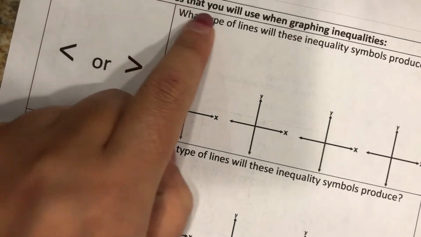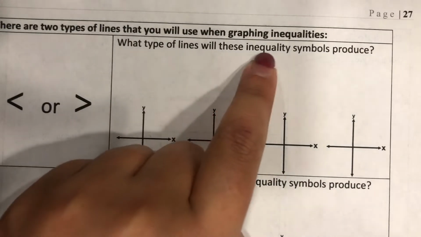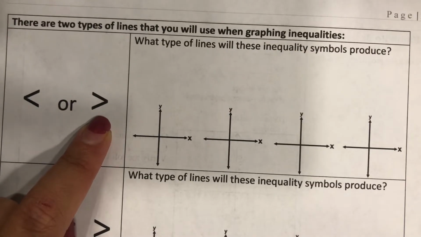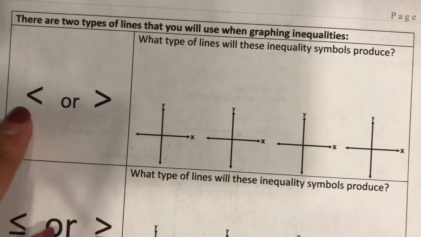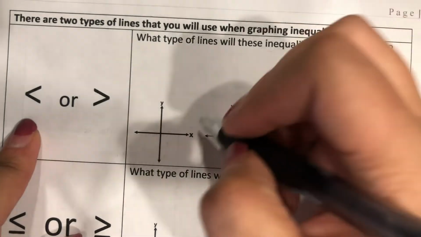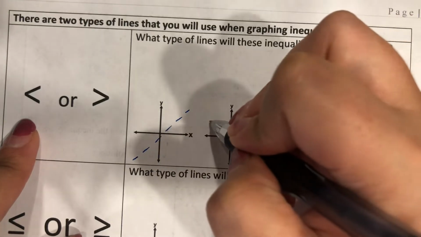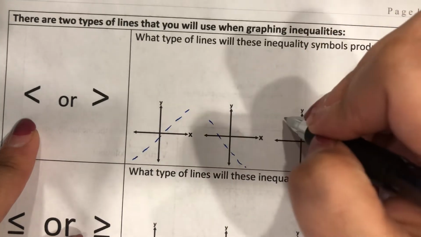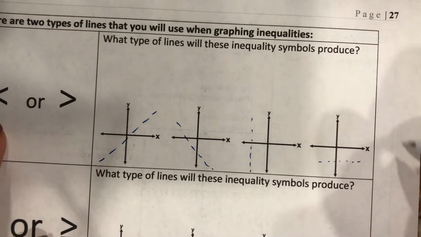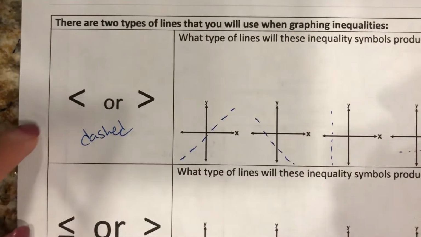There are two types of lines that you will use when graphing inequalities. So what type of lines will these inequality symbols produce? So this is a less than or greater than. So does it have a little line on the bottom? No, it doesn't. So it's going to have a dotted line. So it could have a dotted line going this way, a dotted line going that way, a dotted line going this way, or a dotted line going that way. All right, but it's going to give me dotted lines or a dashed line. So this is dashed.